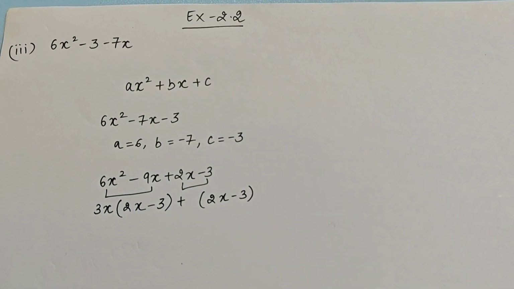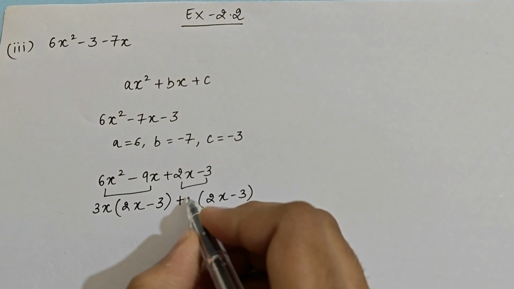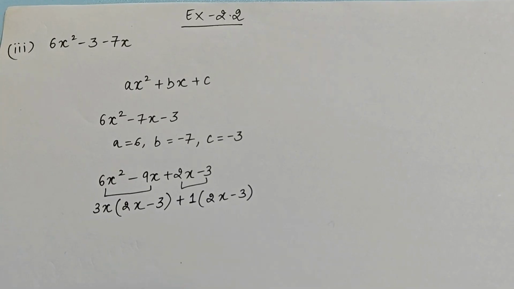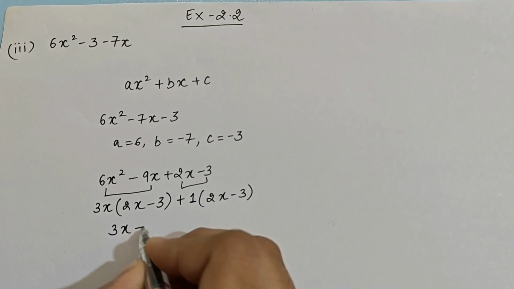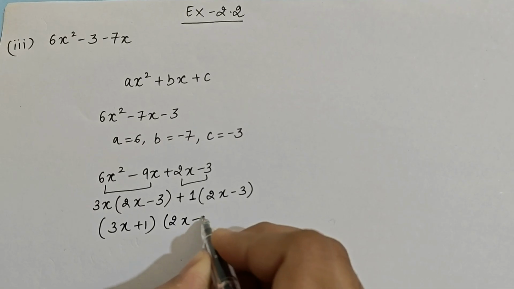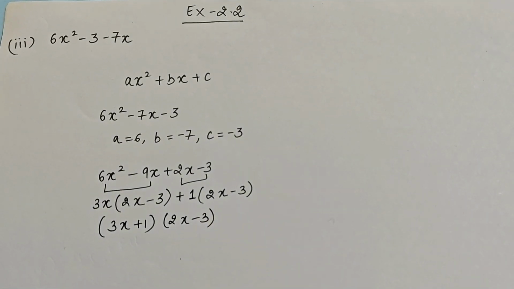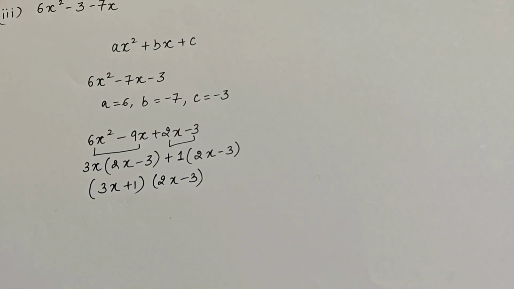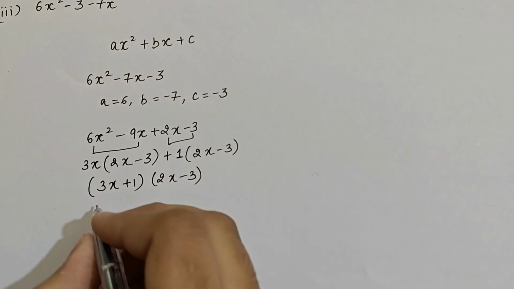Okay, what is common here? That is 1. Okay, 3x plus 1 in one bracket and 2x minus 3 in another bracket. Okay, after that we need to find the zeros. Okay, this is our main goal.